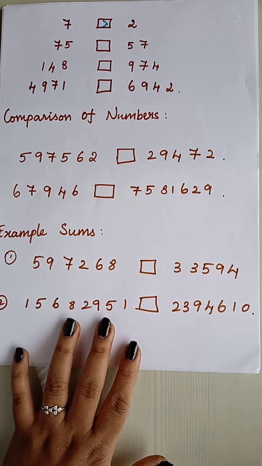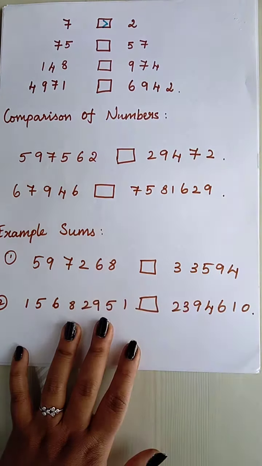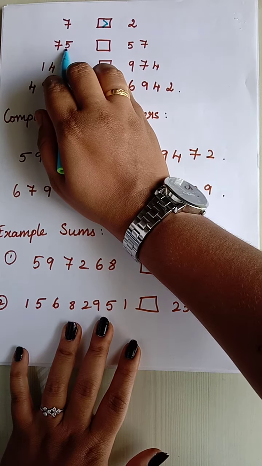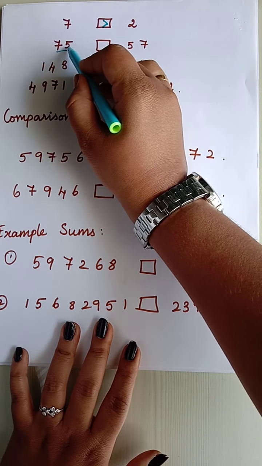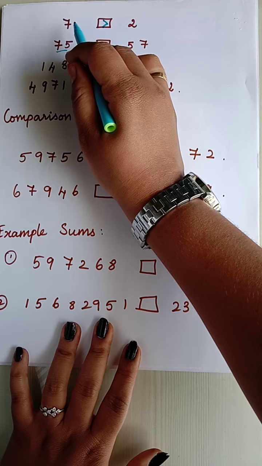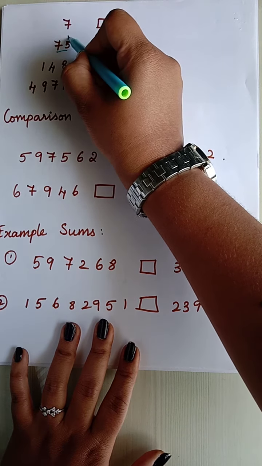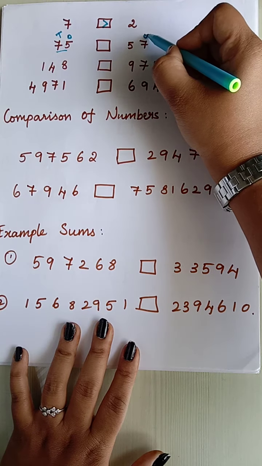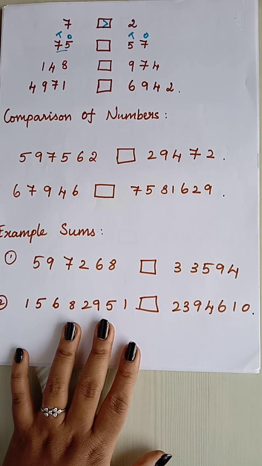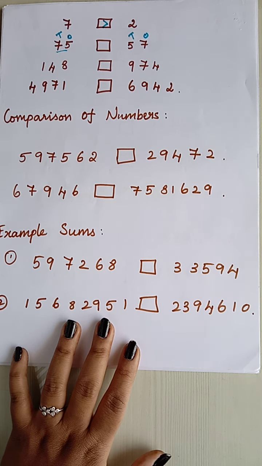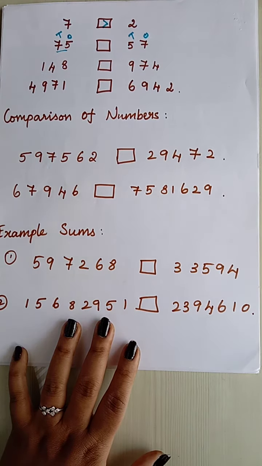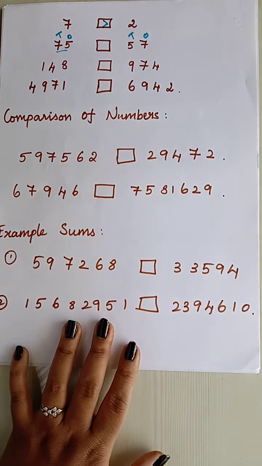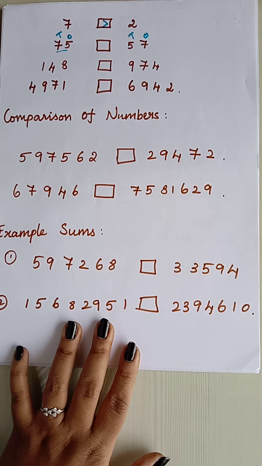Here they have given 2 numbers. First, on this side, from 5 we are going to add the place values: ones, tens. This side also, ones, tens. Clear? So for these two numbers, we have to write the place value. Our first step is to write the place value.